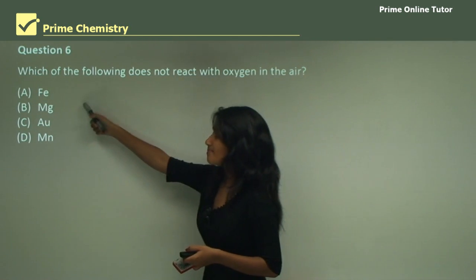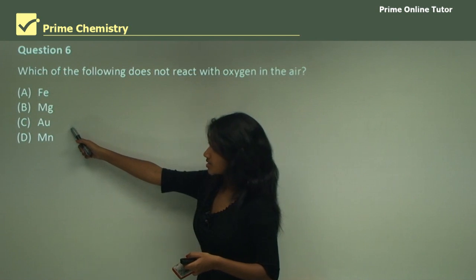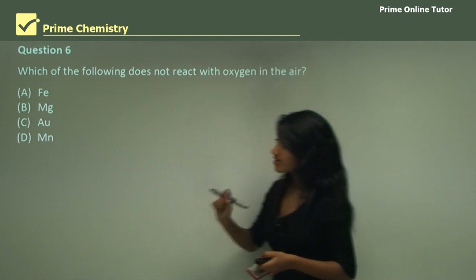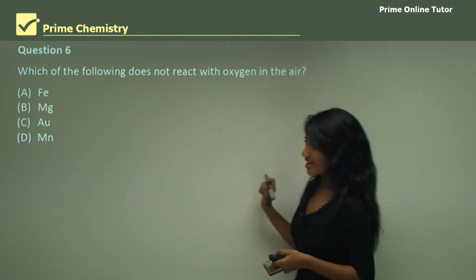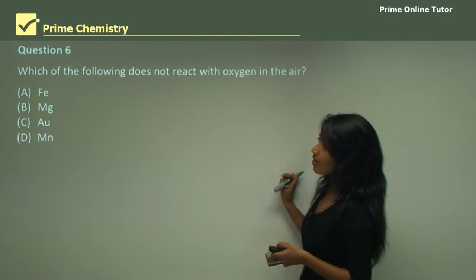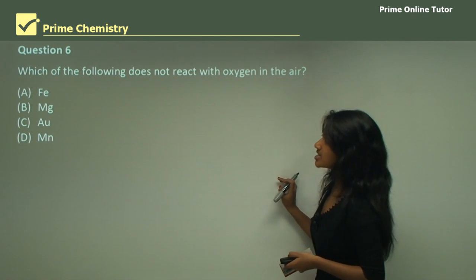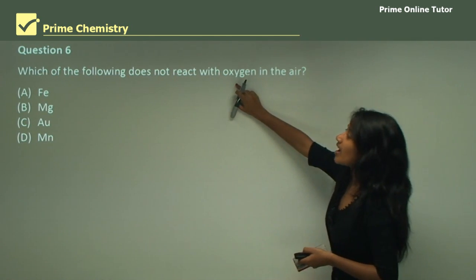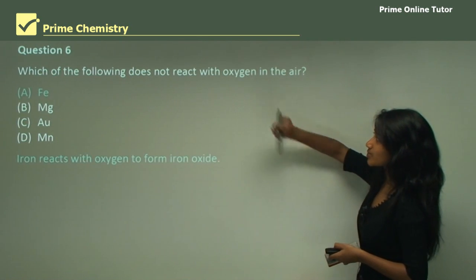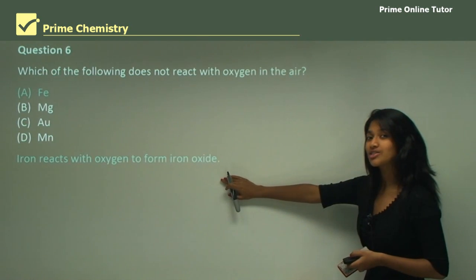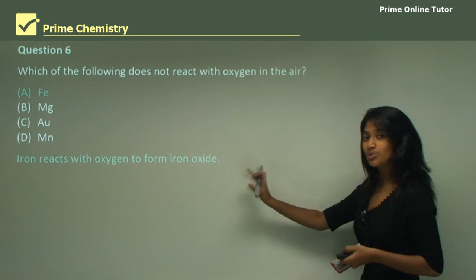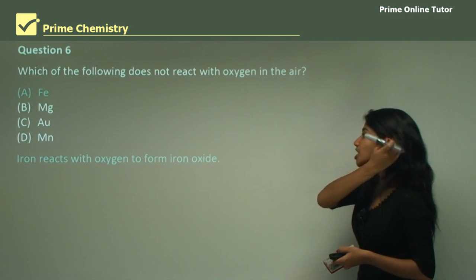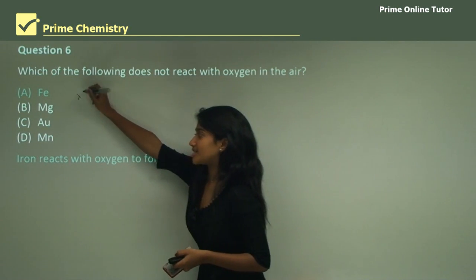We have iron, magnesium, silver, and we have gold and manganese. So those are the 4. We'll take one, iron. Is iron one of those metals that don't react with oxygen? No, it forms iron oxide. And iron oxide with water molecule is rusting. So iron is not the correct answer.